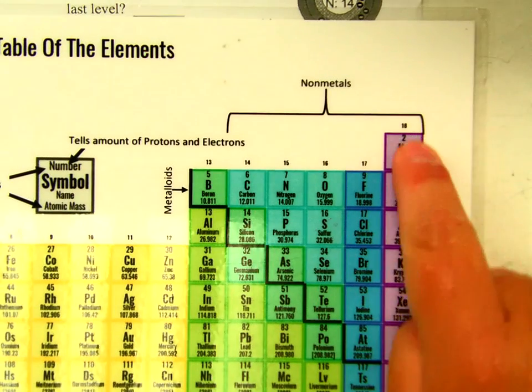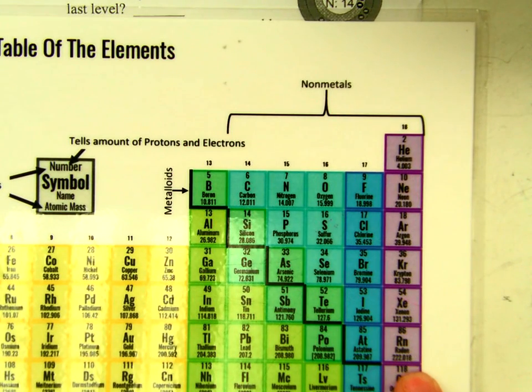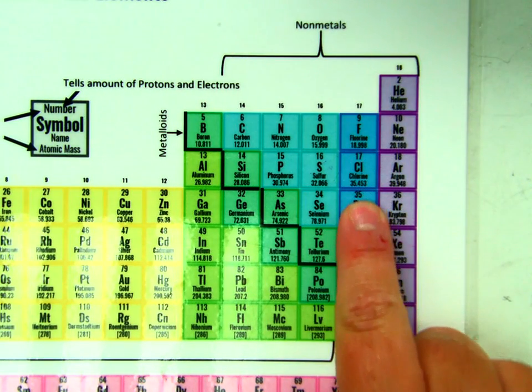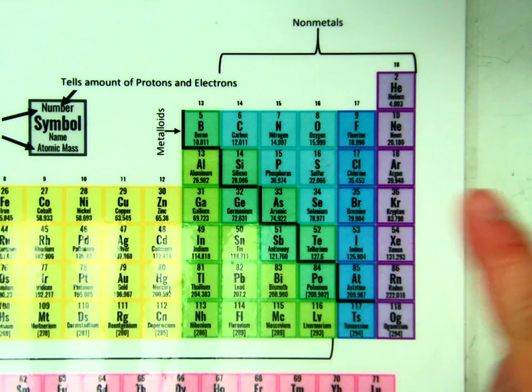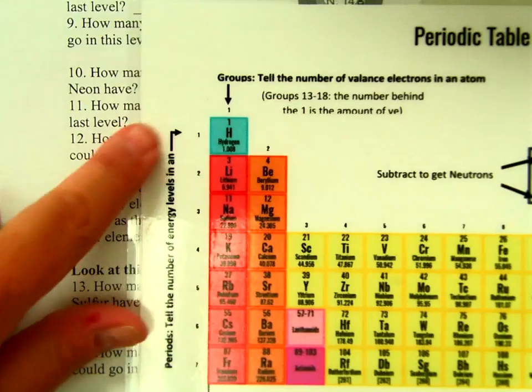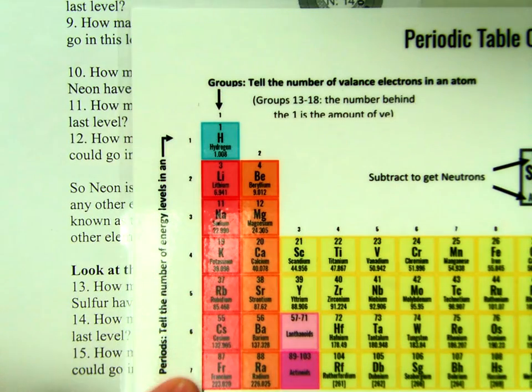Noble gases, not reactive. Fluorine or halogen group, super reactive. They have 7, they want 8. So it's going to be more reactive. And the other most reactive group, group 1, the alkali metals. All right.